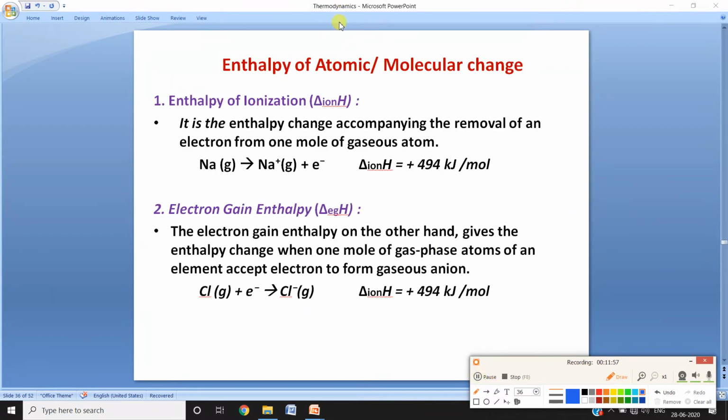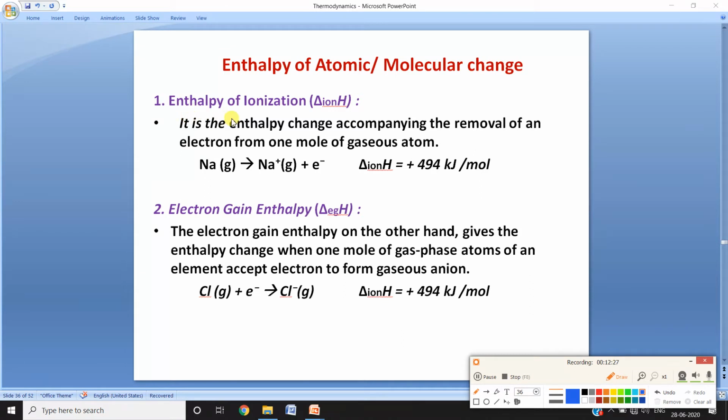So dear students, enthalpy of fusion, enthalpy of vaporization, and enthalpy of sublimation are related to enthalpy of phase transition. We have discussed fusion, vaporization, and sublimation. Now our next concept is enthalpy of atomic or molecular change.